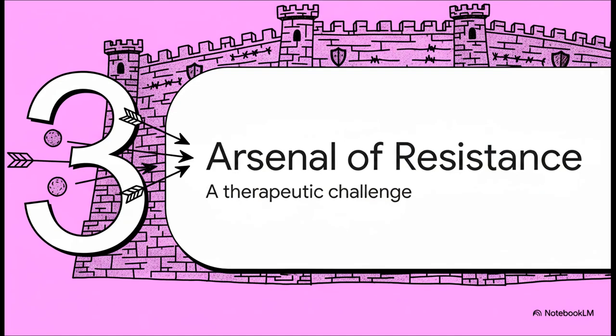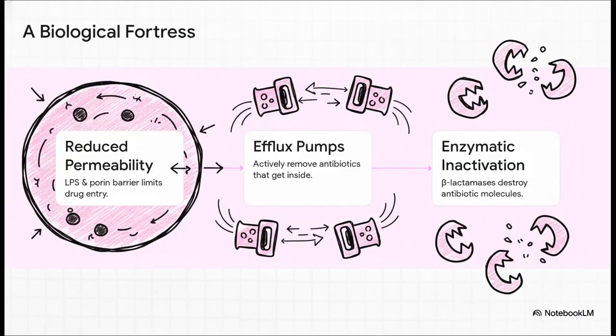Okay, let's switch gears to the next major challenge, antimicrobial resistance. With this organism, it's not really like fighting a simple bug. It's more like trying to lay siege to a fortress. This bug has an incredible multi-layered defense system. First, its outer membrane is tough to get through. It has reduced permeability that acts as a physical barrier.